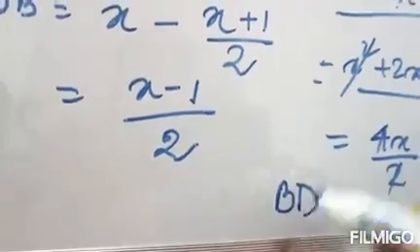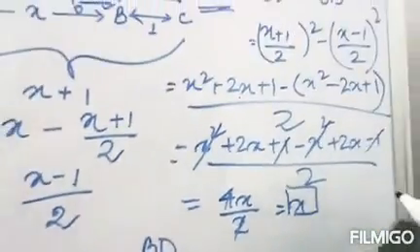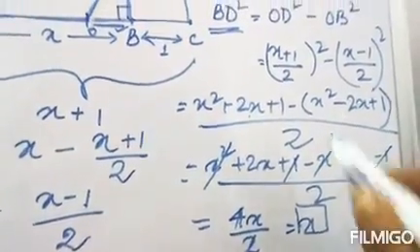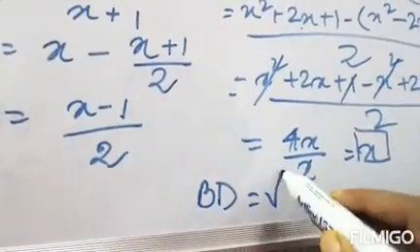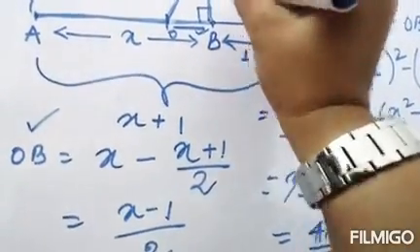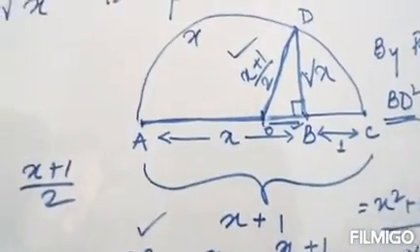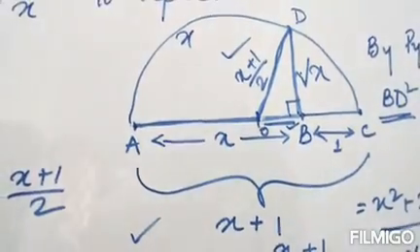If BD square is x, then BD will be what? Root over x. So this length is root over x. Understood?